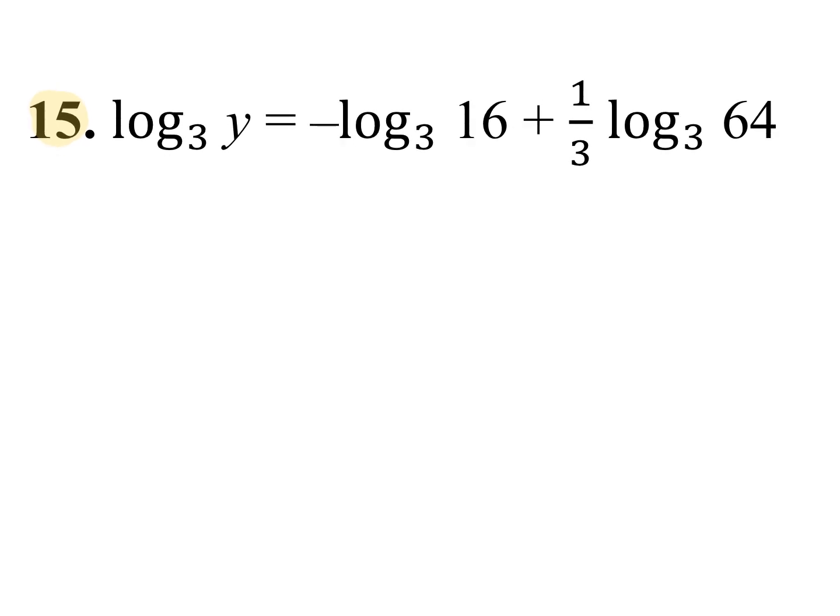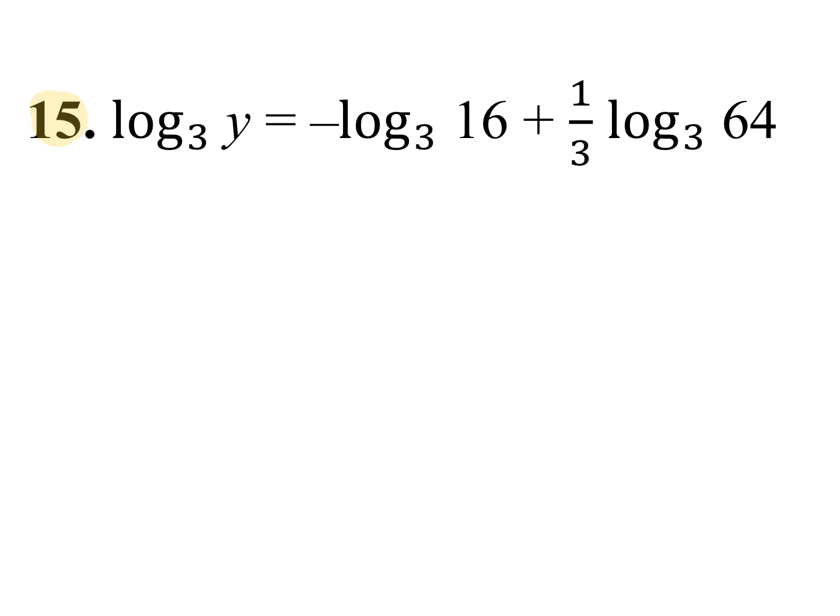So yes, you don't want 2 separate logs. You want to condense them. But the thing is, you can't condense them if you have a negative in the front and a 1/3 in the front. So you're not going to do the product property yet. You're going to do the power property first to get rid of the 1/3 and to get rid of this minus sign. Now this minus sign is like a -1.